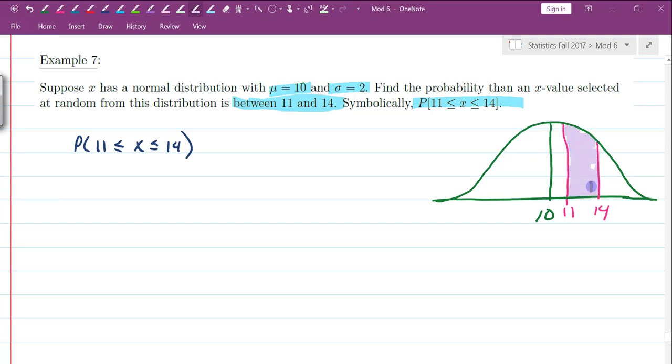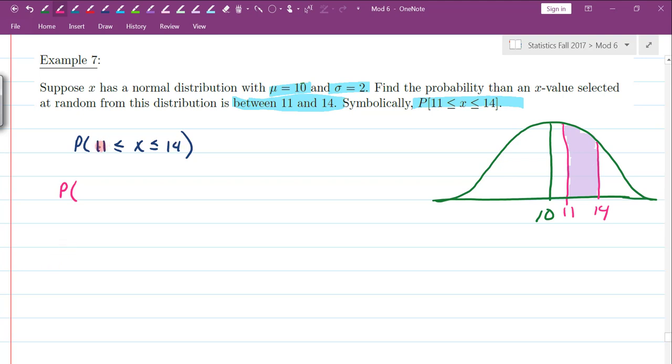What's the probability that I randomly select an x, the data point that I observe, is between 11 and 14? So this picture represents what the question is, and in order to solve this I need to standardize each value, the 11 and the 14. So we're going to rewrite this as the probability that some value is less than z, which is less than some other value. What those values are, I don't know yet. I need to standardize each of these values, and then I will know.